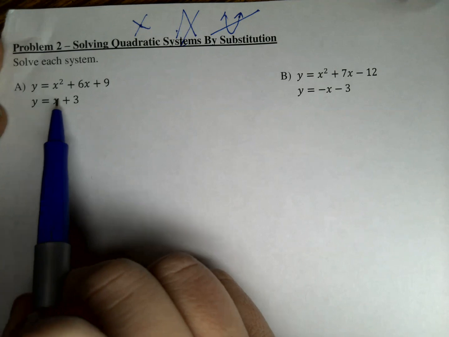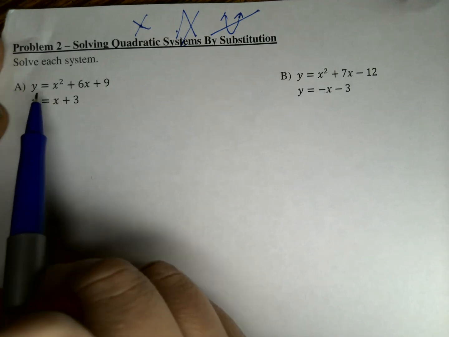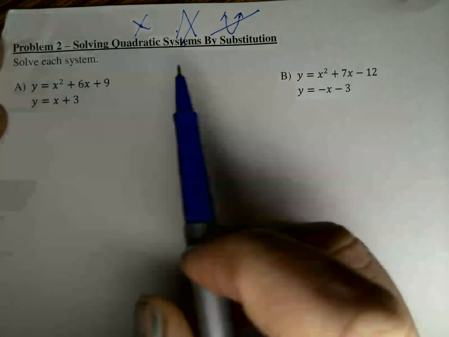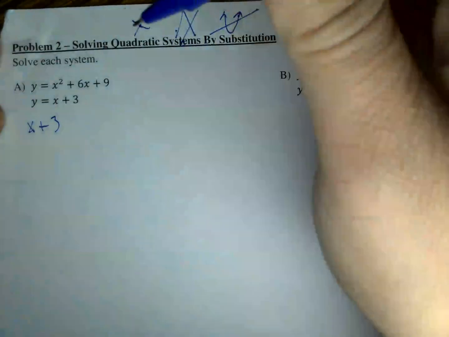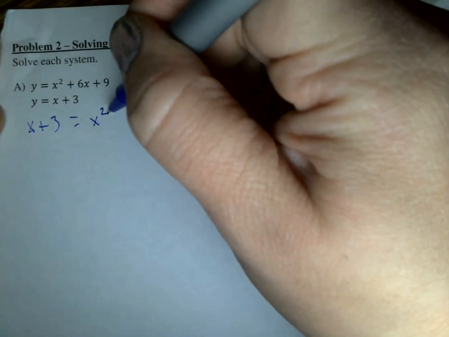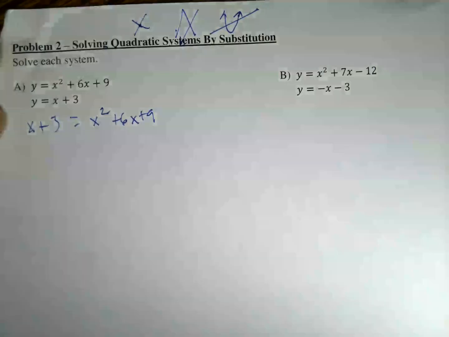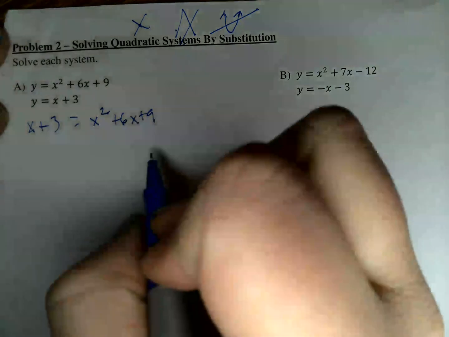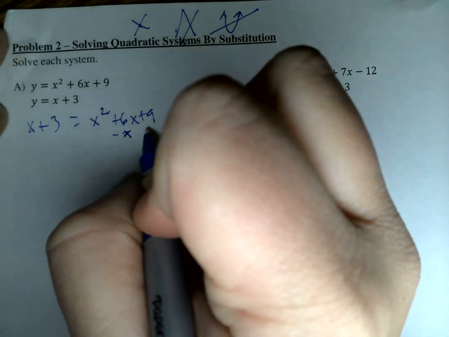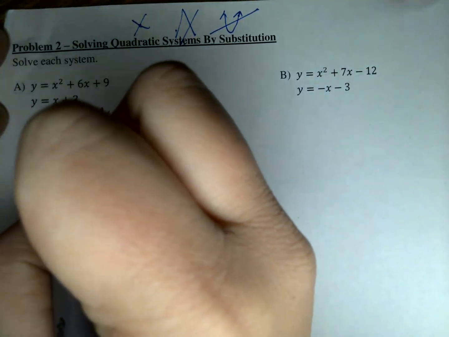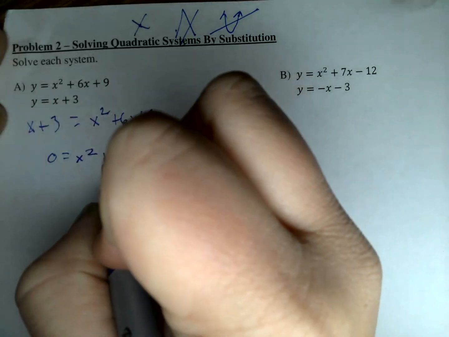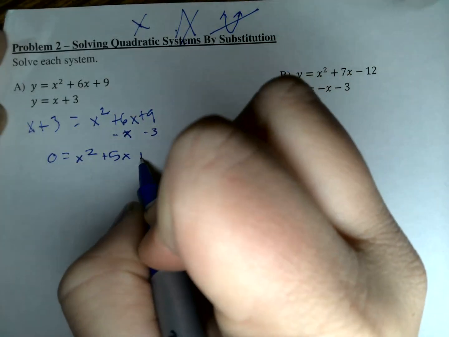Well, it says y is equal to. So I'm going to use substitution. This is what y is equal to here. So I can put x plus 3 is equal to x squared plus 6x plus 9. And I want to set that equal to 0. So I want to move over my x and my 3. So I'm going to subtract my x and subtract 3. So 0 will be equal to x squared plus 5x plus 6.